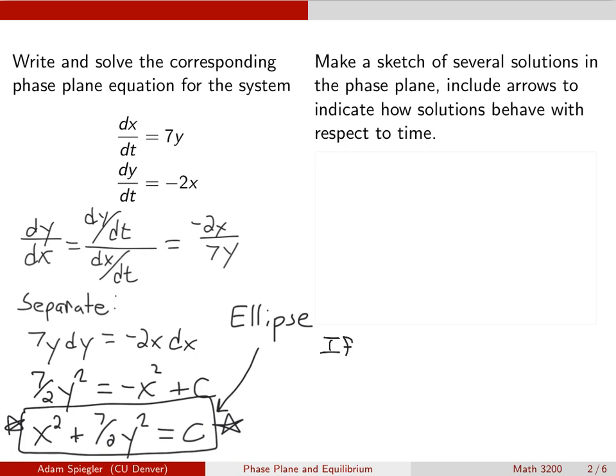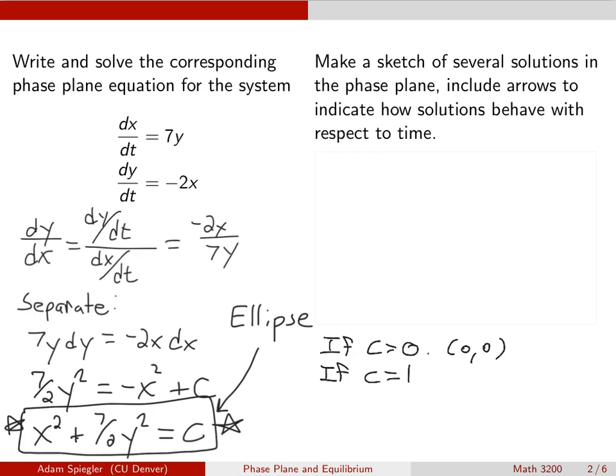One thing we should note here is that at minimum, c can be 0. If c were a negative number, there's no way that we could take x squared, which is greater than or equal to 0, and add it to another term which is greater than or equal to 0, and wind up getting something negative. So the smallest value for c that we could pick would be c equals 0. When c is equal to 0, the only point that satisfies that equation is the single point (0, 0). That's kind of a singularity there.